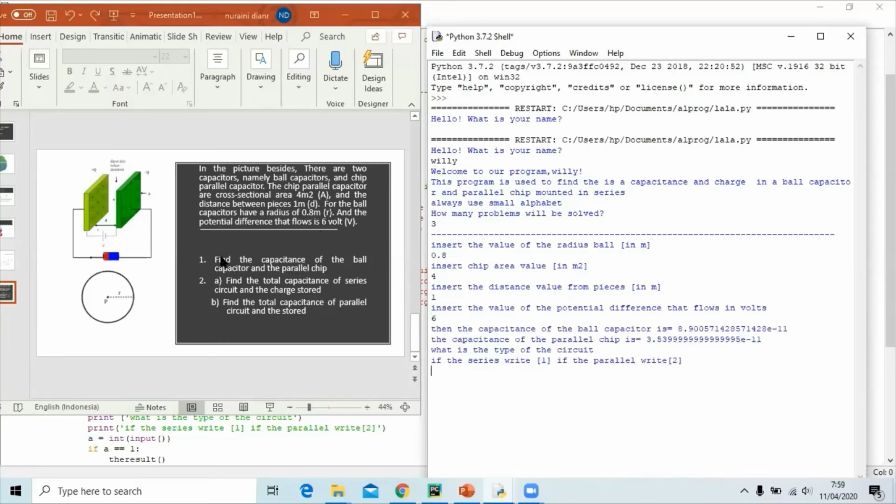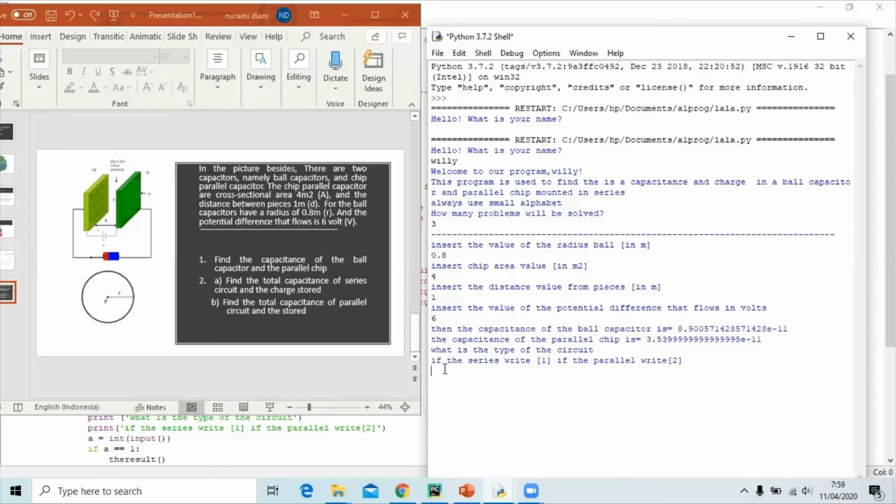And the first question is find the capacitance of the bulk capacitor and parallel chip. In this program, the capacitance of the bulk capacitor is 8.9 and so on, and the capacitance of parallel circuits is 3.5 and so on.